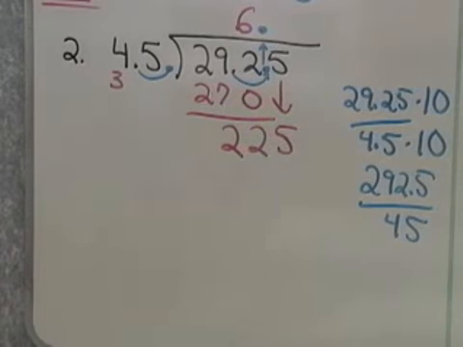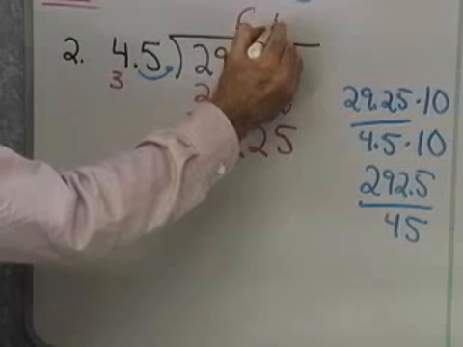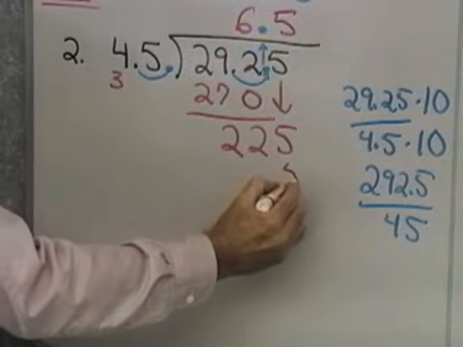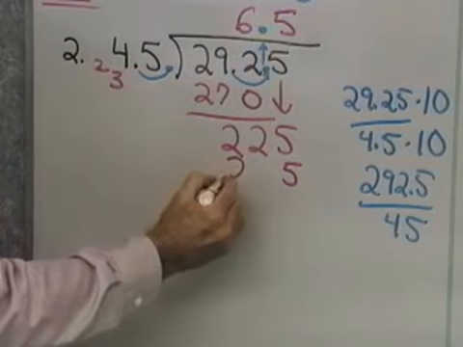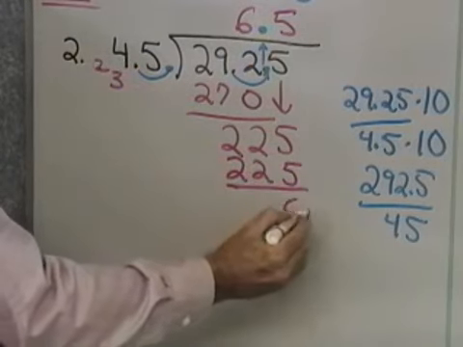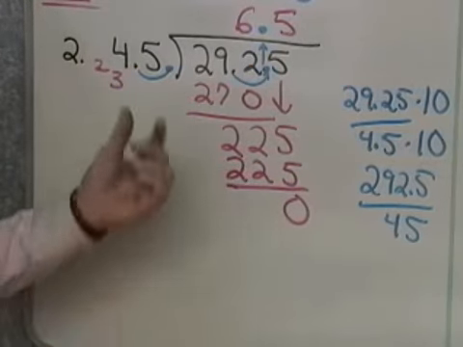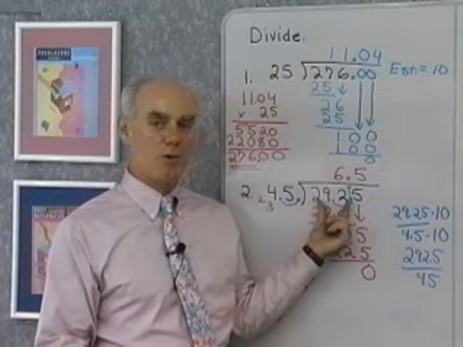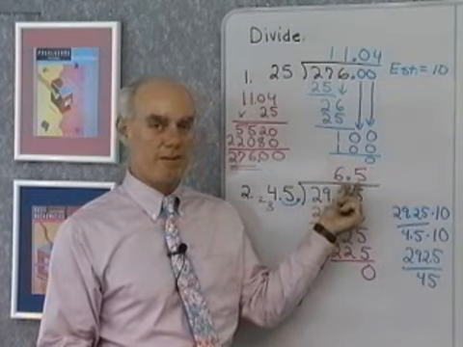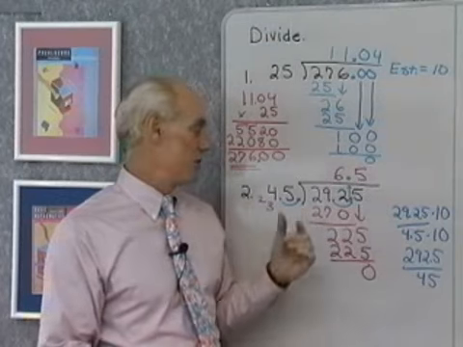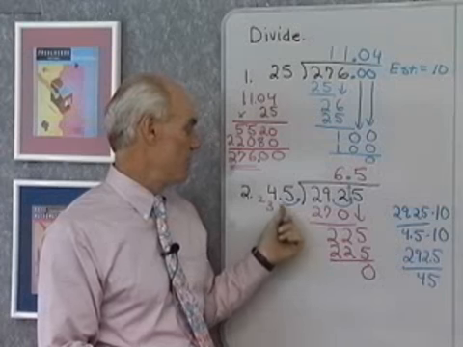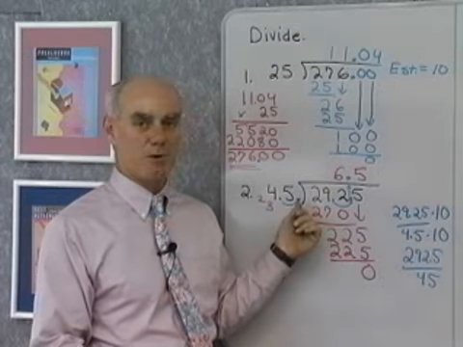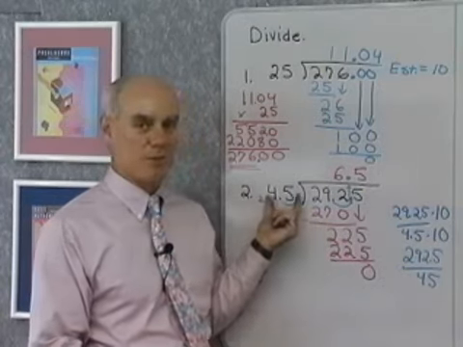45 goes into 225. Let's try 5. 5 times 5 is 25. Carry the 2. 5 times 4 is 20, plus 2 is 22, and sure enough, this divides in evenly. So 4.5 divides into 29.25 exactly 6.5 times. The only thing that you have to remember is that you can only divide by whole numbers. So if your divisor right here is a decimal, we've got to multiply to get that decimal point over to the right enough so that this becomes a whole number.